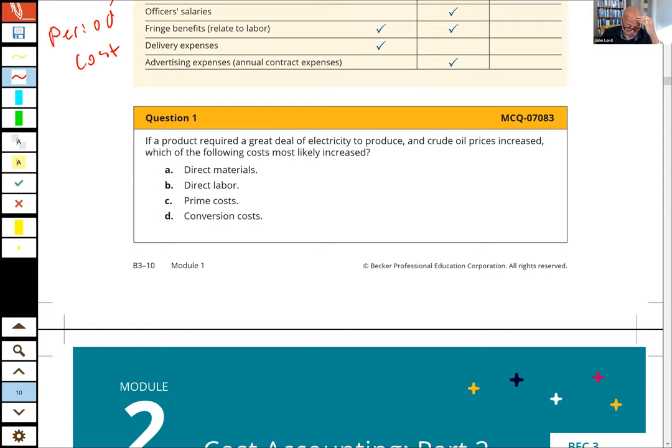And so let's go ahead and look at this question. Okay, good. Everyone got this right. Conversion costs are what? Our direct labor, which is not relevant here, but also what? Our overhead. And so if our electrical costs are going up, then our overhead is probably going up. Therefore, our conversion costs are going up. Question?